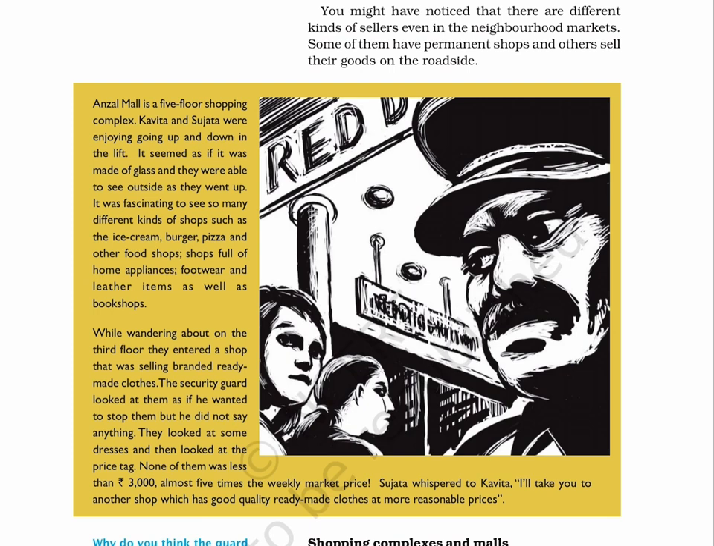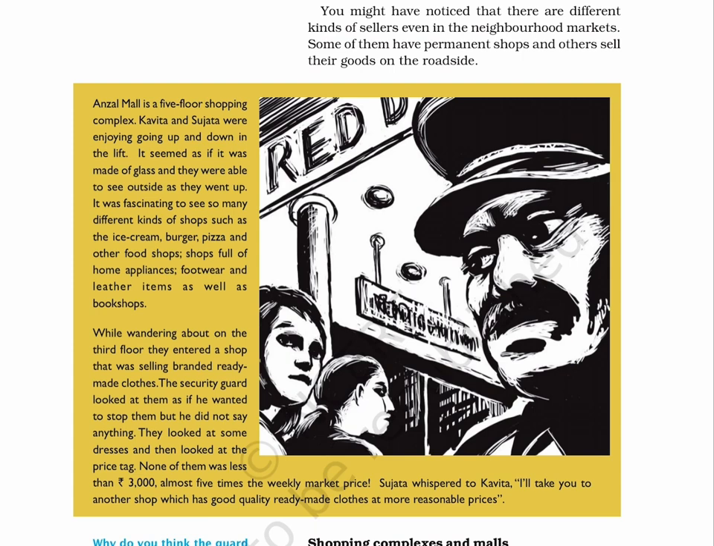Kavita and Sujata were enjoying going up and down in the lift. It seemed as if it was made of glass and they were able to see outside as they went up. It was fascinating to see so many different kinds of shops, such as the ice cream, burger, pizza and other food shops. Shops full of home appliances, footwear and leather items, as well as bookshops.